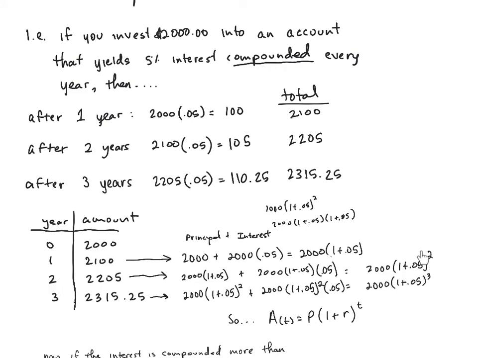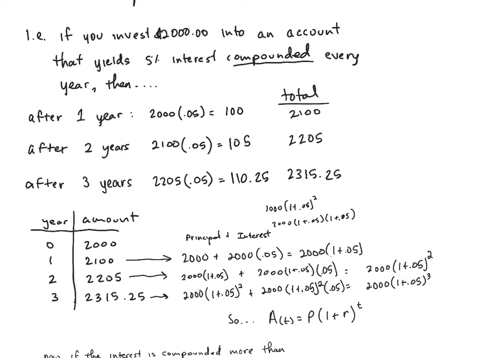Now this, after year 2, becomes the principal investment for year 3, and then on top of that you add 5% of that principal investment. Now this is a common term on both sides of the equation, so if you factor that out, you're left with this expression, 2,000 times 1 plus 0.05 to the third power. So again, this exponent is the number of years it's been invested.